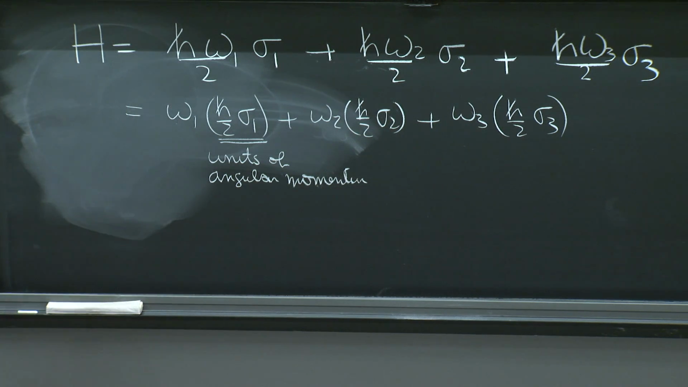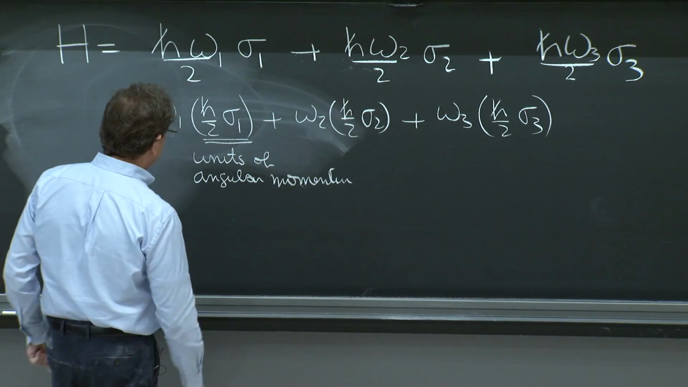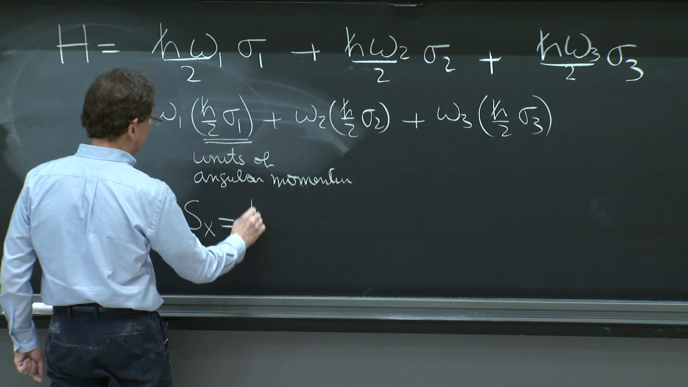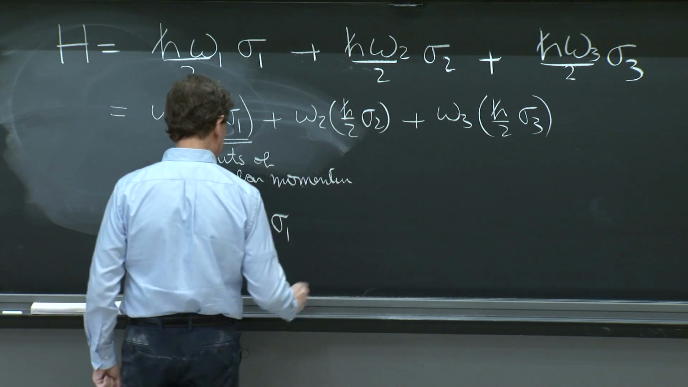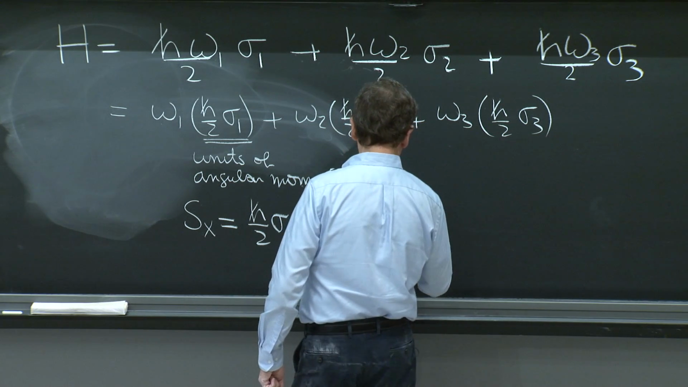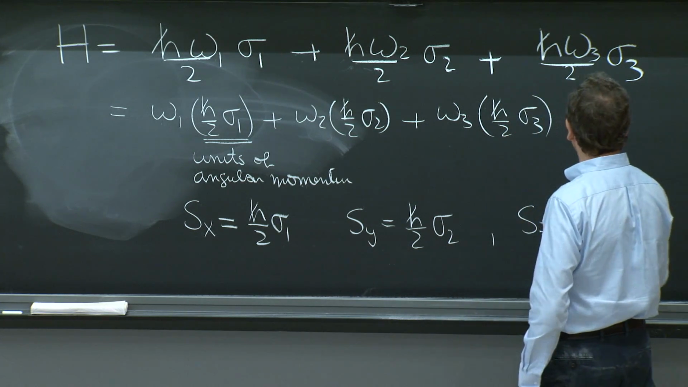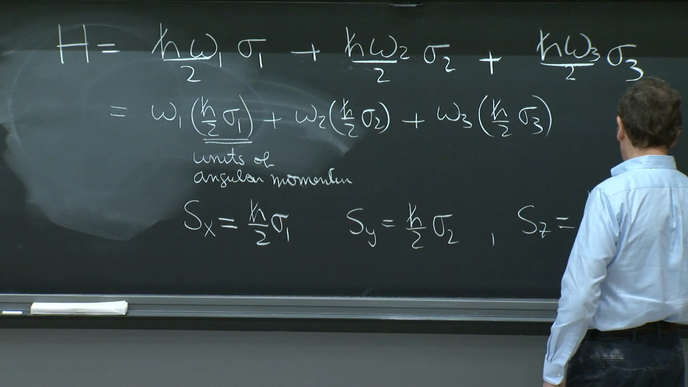H bar has units of angular momentum. And the thing that is a little mysterious here is that we seem to have three of them. So maybe somehow this has to do with angular momentum. Let's investigate it a little bit. Well, they have units of angular momentum, so maybe I can call the first component of angular momentum Sx = H bar over 2 sigma 1, the second component Sy = H bar over 2 sigma 2, and the third component Sz = H bar over 2 sigma 3.